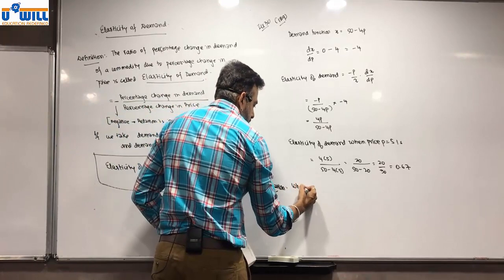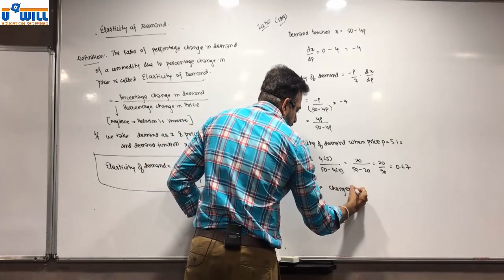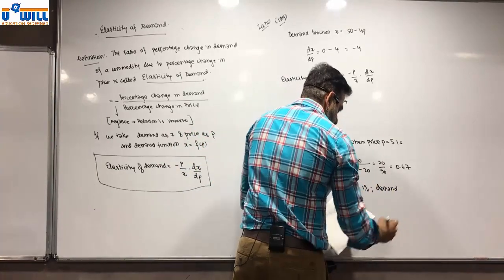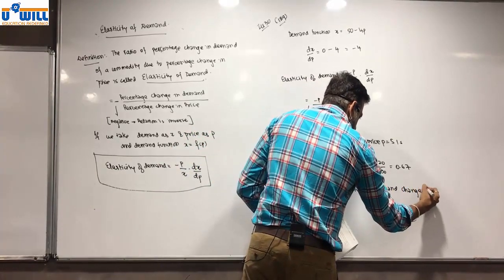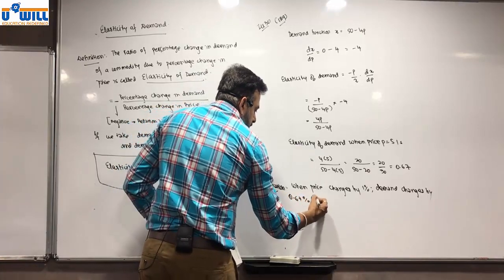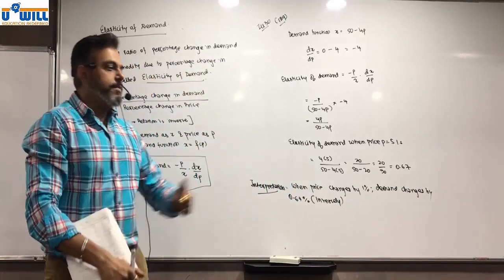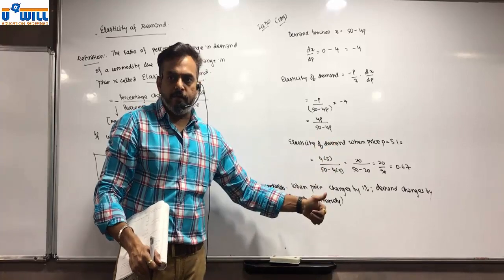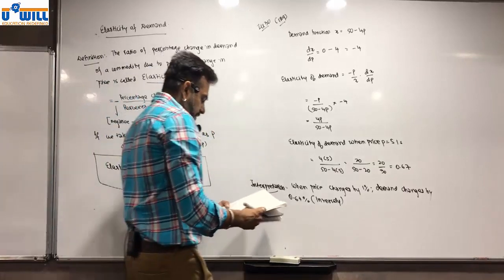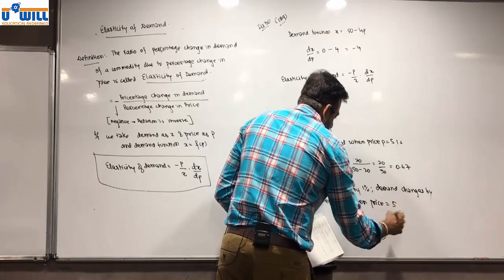When price changes by 1%, demand changes by 0.67% inversely. It can be both the ways: it can be increase, decrease, or decrease, increase. In both the ways, when price is equal to 5.